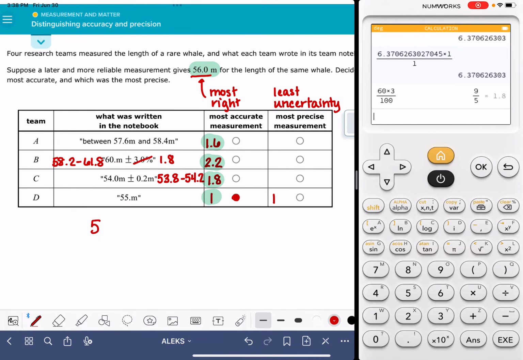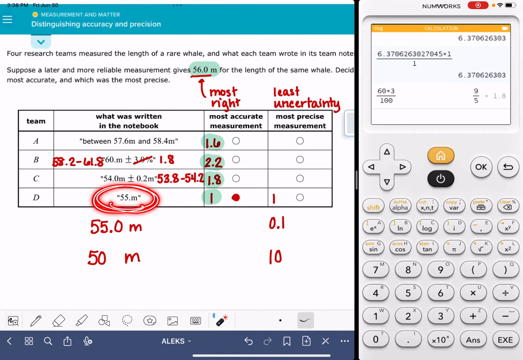To give you a few more examples, if the measurement was 55.0 meters, then the uncertainty would be 0.1, because that would be our last sig fig. If we had 50 meters as our measurement, this would be the last sig fig, going from right to left is what I mean by last. So this would have an uncertainty of 10. If you're looking at something in this format, you're just going to go with the last sig fig as your guideline for the uncertainty.